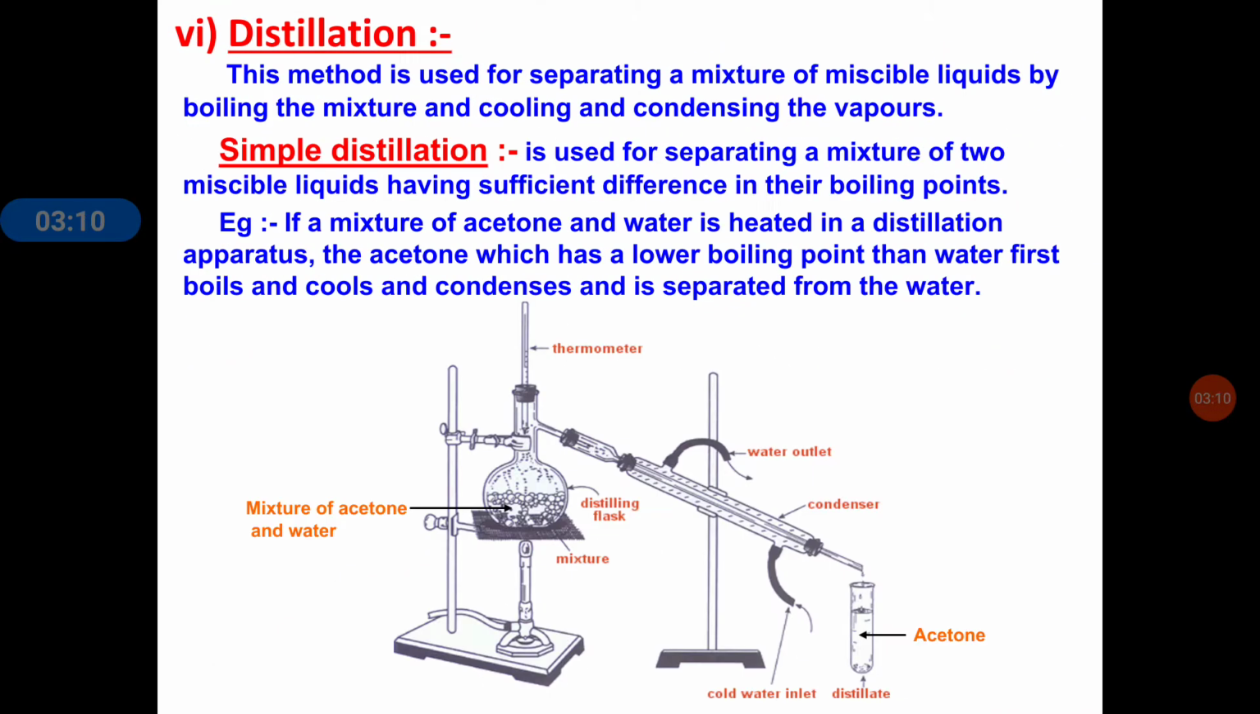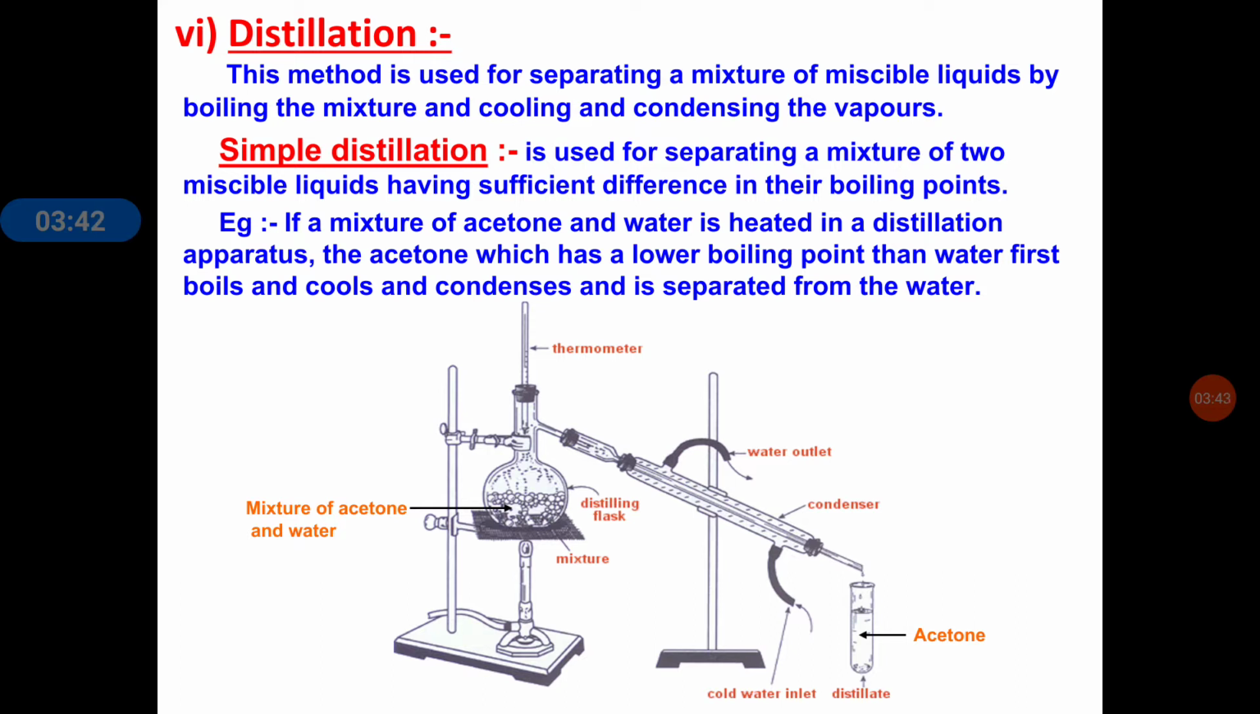Now let's see the next method. The next method is called distillation. In this method, you can separate miscible liquids from the mixture. Miscible liquids means if two liquids mix with each other, then that type of liquid is called a miscible liquid. In this method, first this miscible liquid is boiled, and after boiling, the vapor is cooled and condensed.